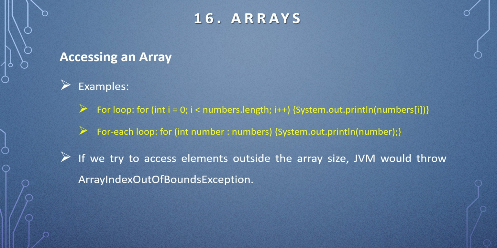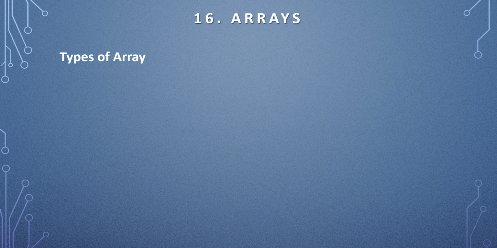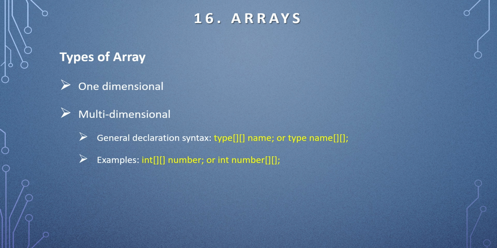JVM would throw array index out of bound exception to indicate that array has been accessed with an illegal index. Types of array. In general, there are two types of arrays in Java: one-dimensional arrays and multi-dimensional arrays. All the examples we had seen so far are for one-dimensional array.